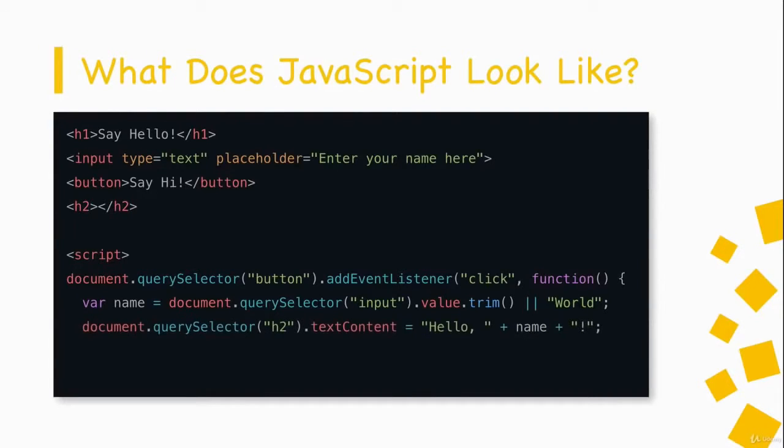And finally, we select the h2 tag using document.querySelector('h2').textContent and set it to "Hello " plus name plus an exclamation symbol. And then we finish off the function and also the addEventListener method. And then finally, we wrap everything up with the ending script tag. So this is the JavaScript that we have written for this application. But what does this JavaScript actually do?